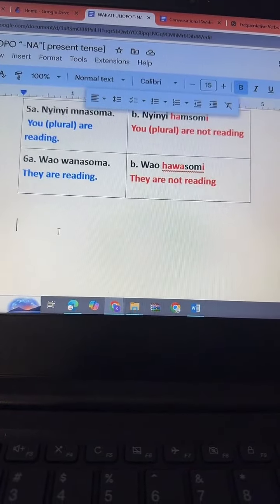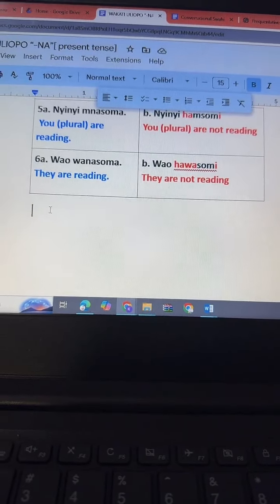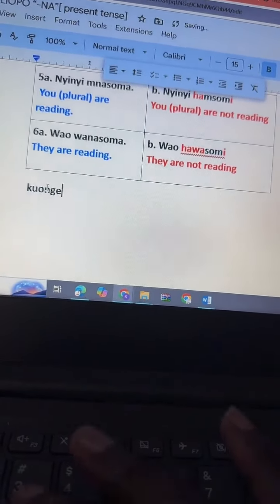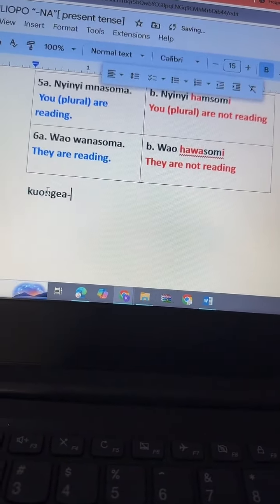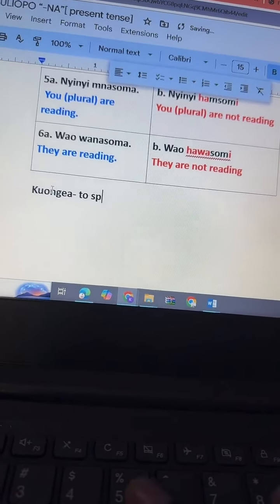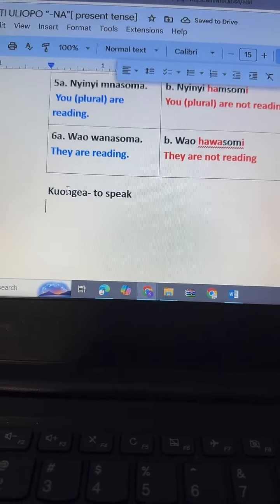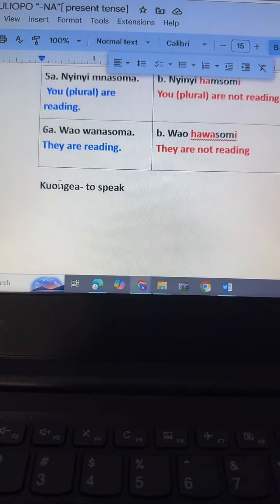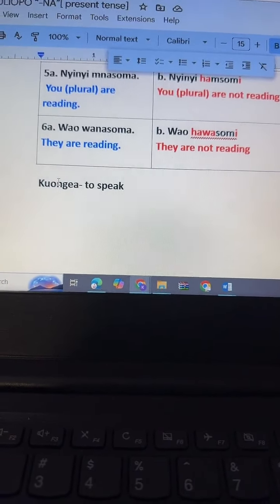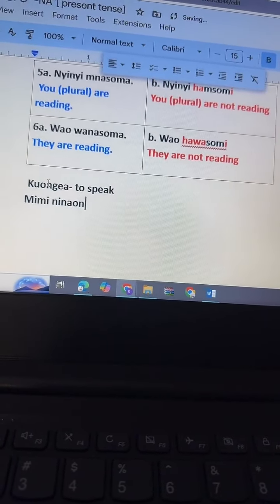Okay. Now we'll have an exercise here. You can try this exercise. The verb is kuongea. Kuongea means to speak. So we will make a positive sentence and a negative sentence. I will write the positive sentence and you can write the negative sentence in the comment section. The sentence is mimi nina ongea.